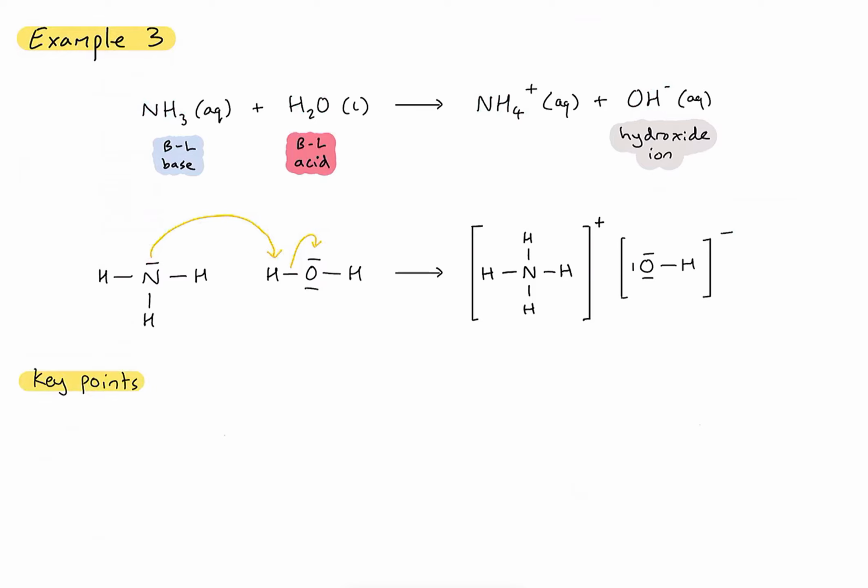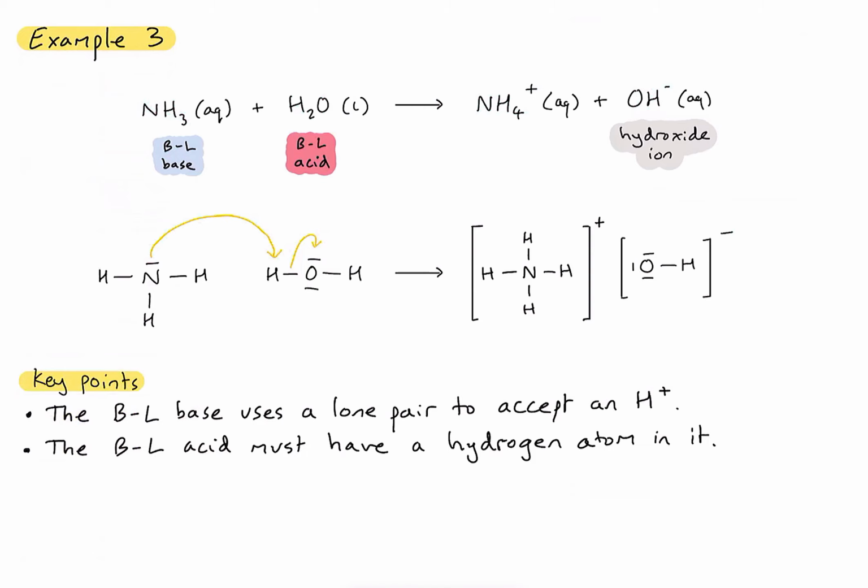So key points, very similar again. The Brønsted-Lowry base has used a lone pair to accept an H+. The Brønsted-Lowry acid again must contain a hydrogen. In this case is my water, which actually contains 2 hydrogens. And a point we mentioned a moment ago, a solution of a Brønsted-Lowry base in water will always produce hydroxide ions, and that's going to be helpful later on in the unit.